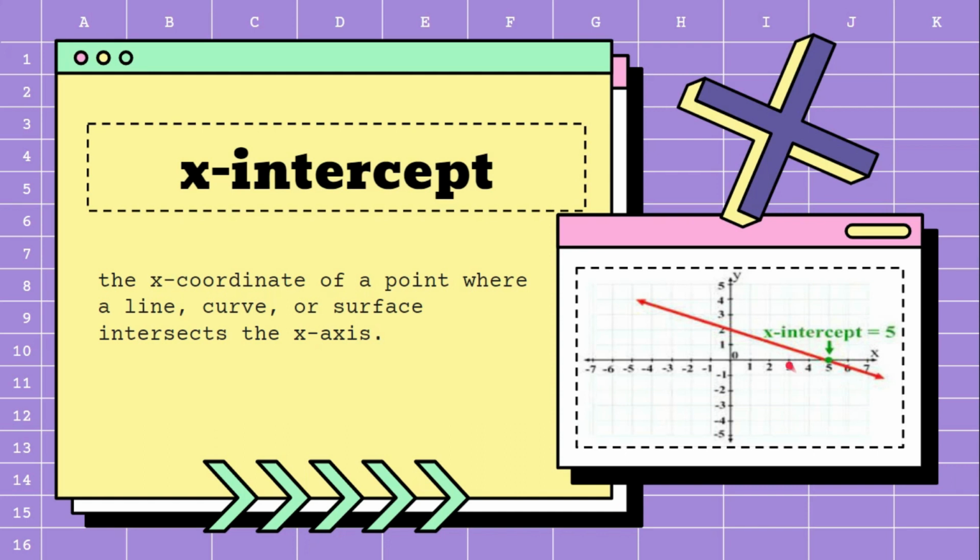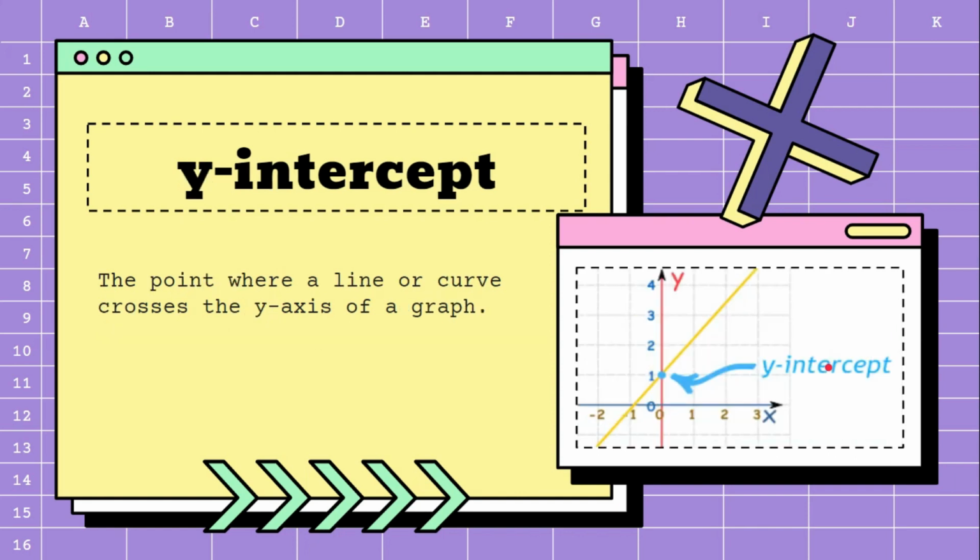So we see it here. The x-intercept in this example is 5. While the y-intercept is where the point crosses the y-axis. So the y-intercept in this example is 1. At this point, the x-coordinate is 0.